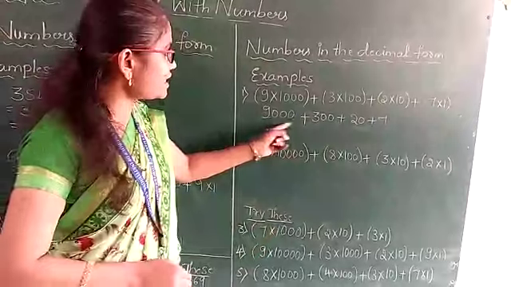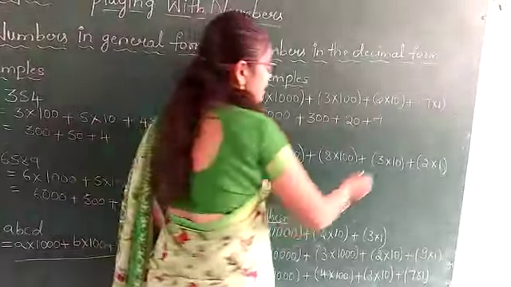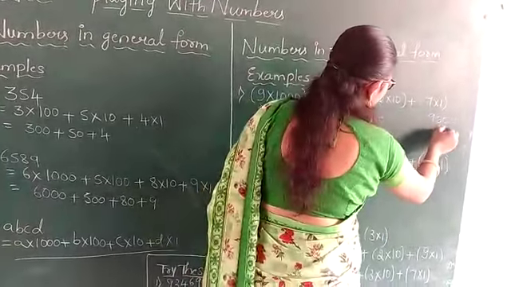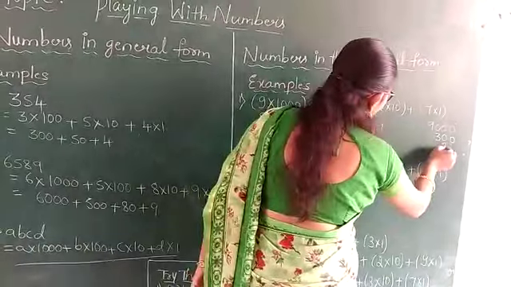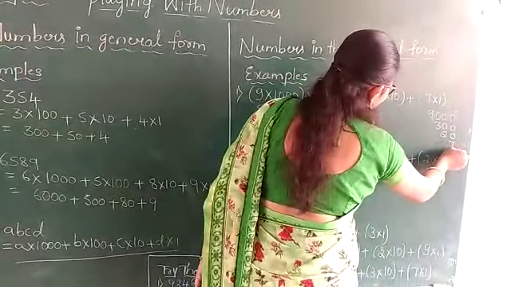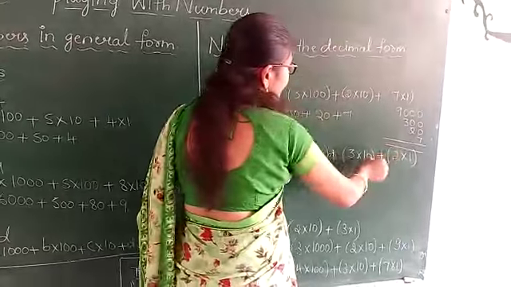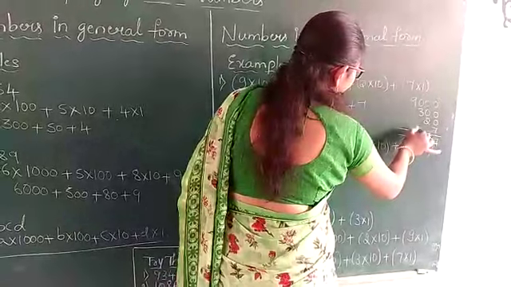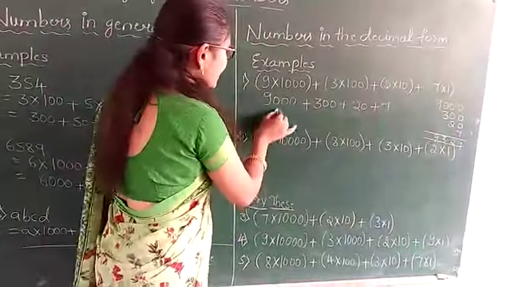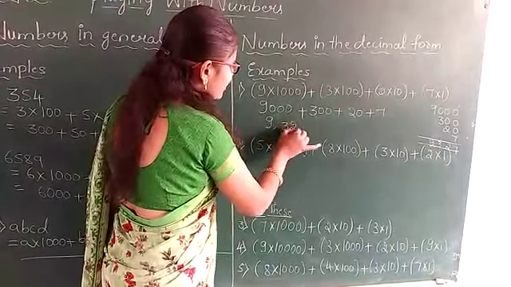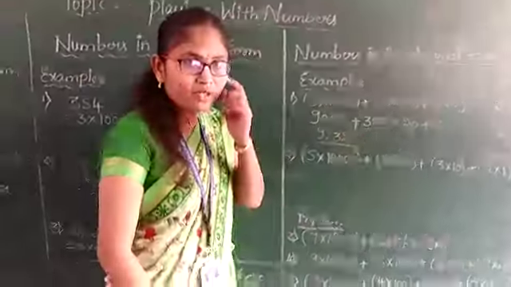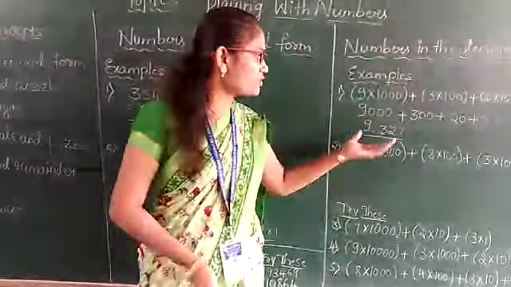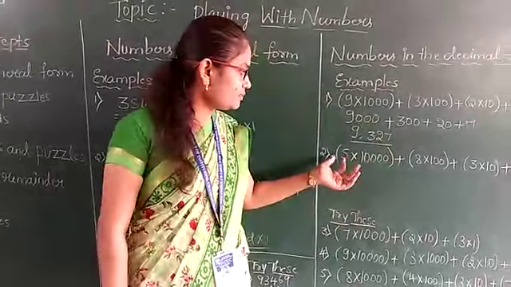Next, further we have to add these numbers. First one is 9,000. Second one is 300. Third one is 20. Next one is 7. We have to add these numbers. How much are you going to get? 0 plus 7 is nothing but 7, 2, 3, 9. So it becomes 9,327. This 9,327 we are going to call decimal form, as well as we are going to call it standard form also.